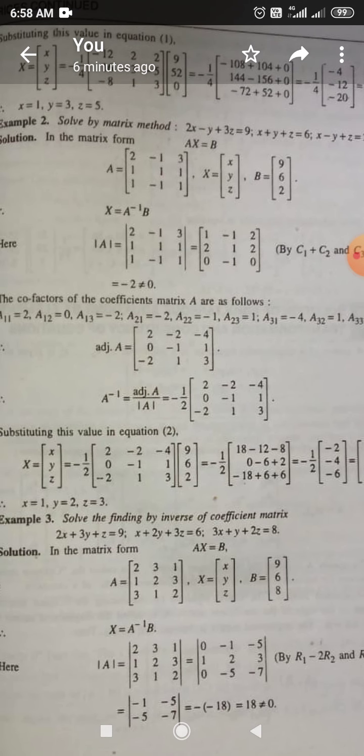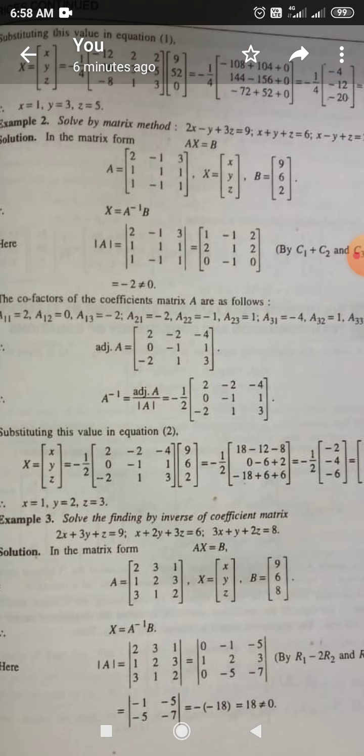Now putting these values in the equation, X is equal to A inverse B, where X is x y z, and A inverse is multiplied with B. B is the column matrix, so the value of A inverse is minus 1 by 2 times 2 minus 2 minus 4, 0 minus 1 1, minus 2 1 3, and B is 9 6 2. Multiplying 2 with 9, minus 2 with 6, minus 4 with 2, and adding, we get the value.